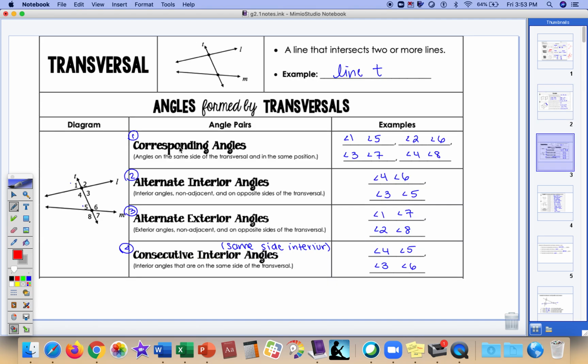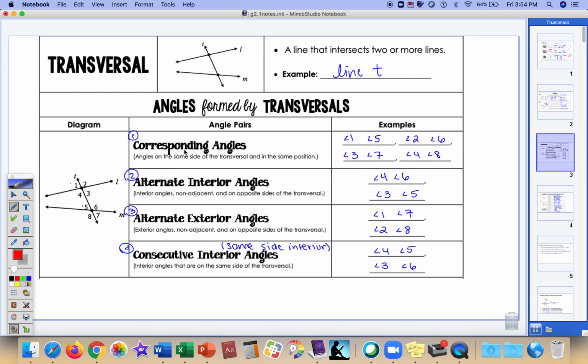Okay, so the focus of today's lesson is on the different kinds of angles that are formed by transversals. So first of all, we have to talk about what a transversal is. A transversal is simply a line that intersects two or more lines. So in this picture up at the top, we have line L and line M, and the transversal is the line that is going through those two lines. And the angles that are created with the transversal and these lines have names.